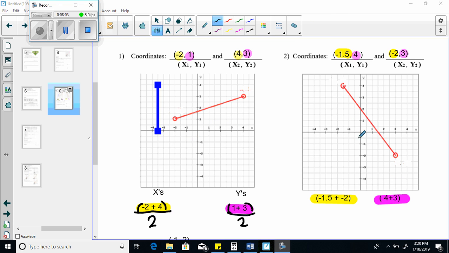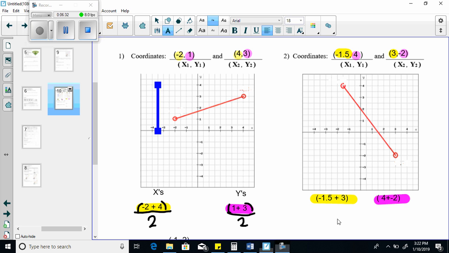Okay, come here. You're going to do the same thing. Find those points. So this one's a little tricky because it is a -1.5, right? It's between -1 and 2. So it's (-1.5, 4), and it is also (3, -2). So I'm going to highlight my x values, -1.5 and 3, and my y values 4 and -2. And then I'm going to come down here, I'm going to add my x's, -1.5 plus 3.